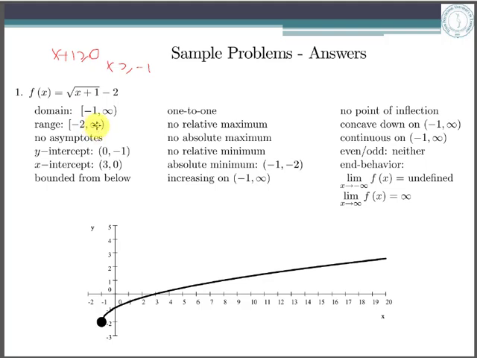And the range is here. The least value of this square root is equal to 0. That's why it's beginning from minus 2. The least value of this function is minus 2. So the range of this function is from minus 2 till plus infinity, because this is always greater than or equals 0.